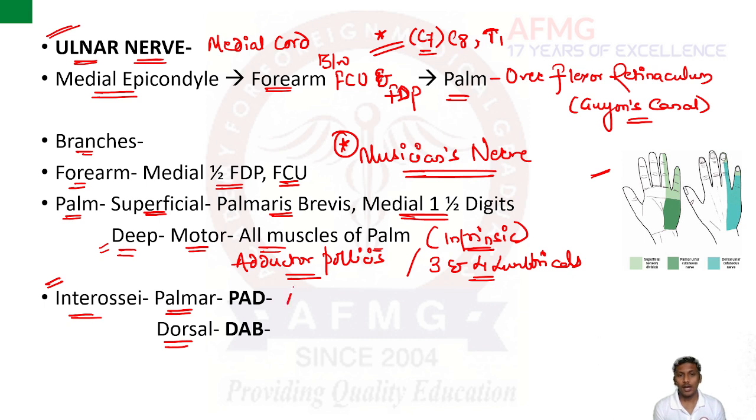Palmar interossei are responsible for causing adduction of fingers. That is why the mnemonic PAD: Palmar interossei responsible for causing adduction of the fingers. This is how. This is abducted fingers.